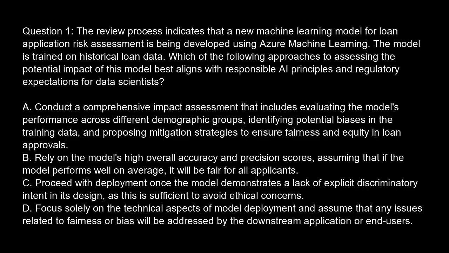Option C. Proceed with deployment once the model demonstrates a lack of explicit discriminatory intent in its design, as this is sufficient to avoid ethical concerns. Option D. Focus solely on the technical aspects of model deployment, and assume that any issues related to fairness or bias will be addressed by the downstream application or end users.